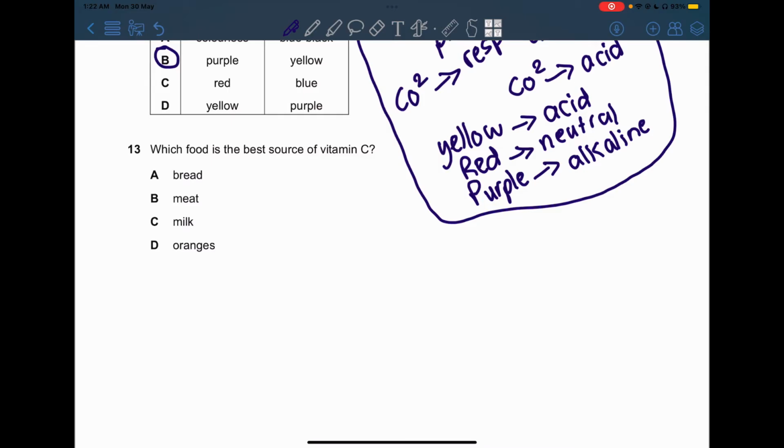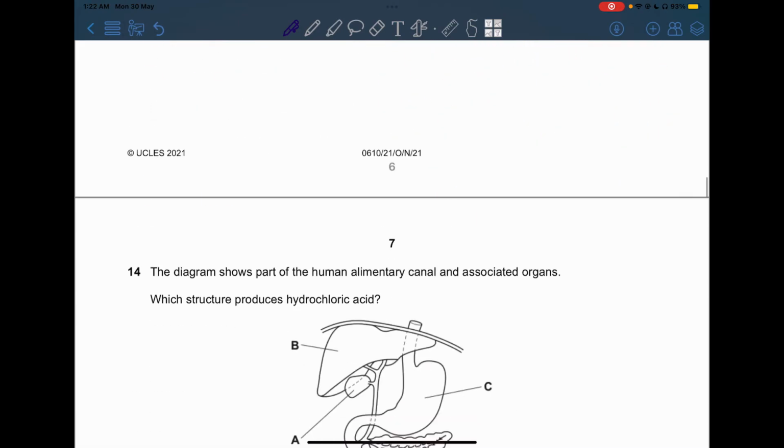Which food is the best source for vitamin C? Now, we know, of course, vitamin C comes from oranges, so that's going to be our answer. Bread, meat, and milk. Meat is for the iron. And yeah, so we're just going to choose oranges over here.